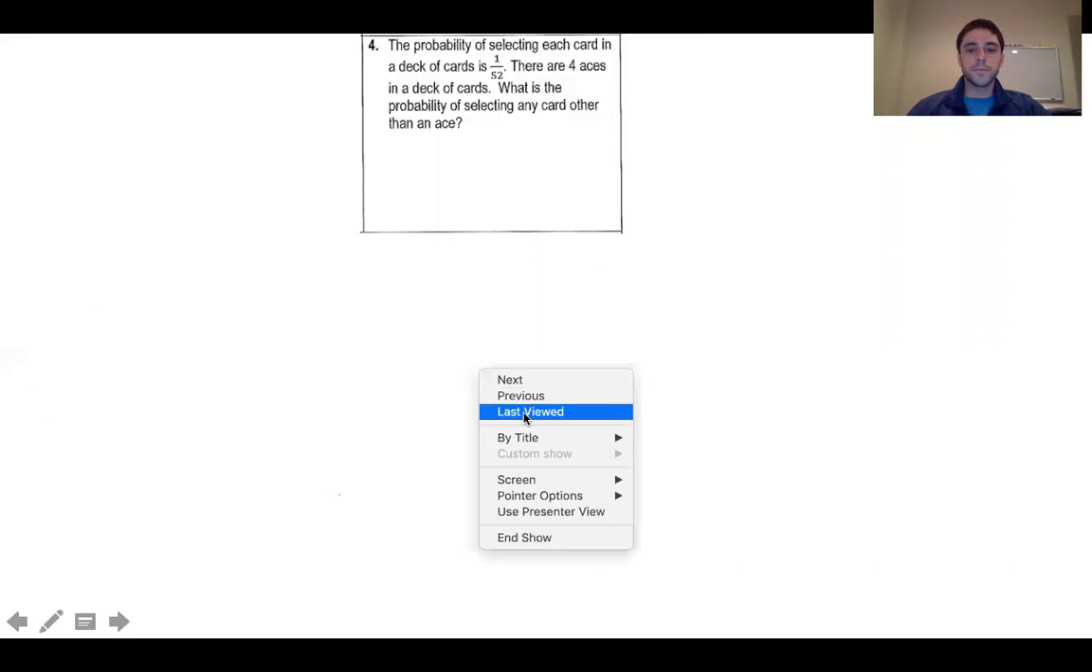Question number 4. The probability of selecting each card in a deck of cards is 1 out of 52. That means that there are 52 different cards in the deck. There are 4 aces in a deck of cards. What's the probability of selecting any card other than an ace? So, how many cards are not aces if 4 of the cards are aces?